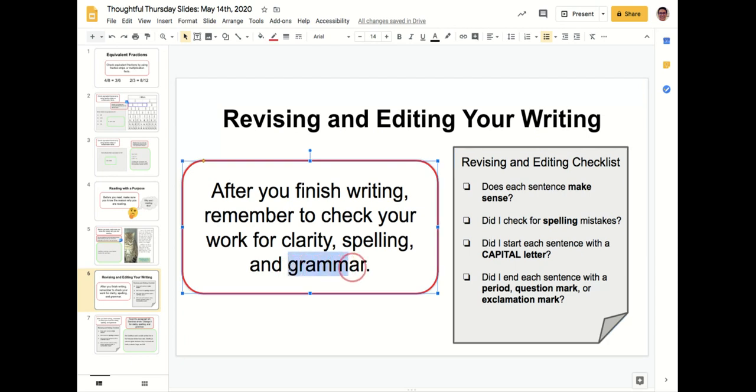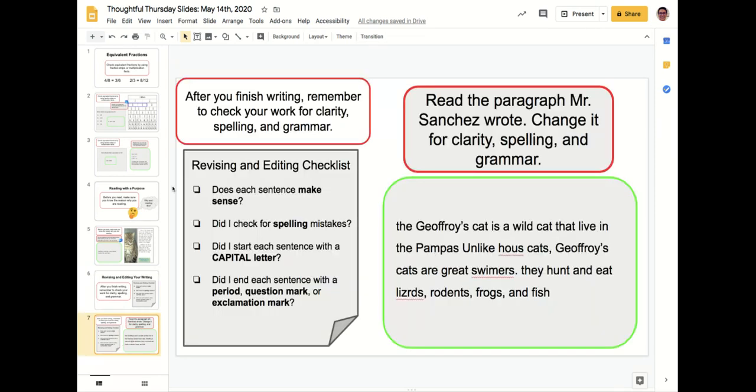Next, we're going to look at grammar, which is, did I start each sentence with a capital letter? And did I end each sentence with a period, question mark, or exclamation mark? So let's look at the next page. Again, remember that after you finish writing, remember to check your work for clarity, spelling, and grammar.